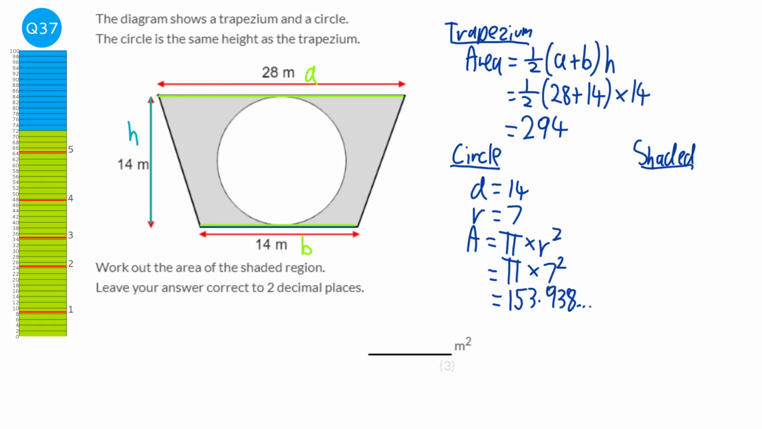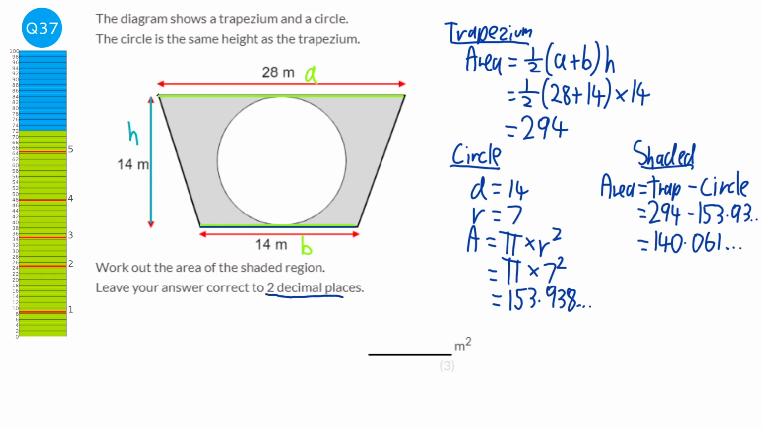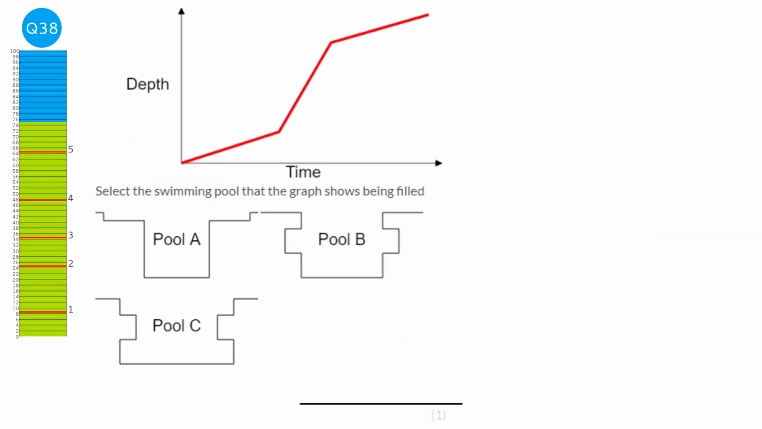Next thing we'll do is the shaded area part, and it says we want to work out the area of the shaded region. So the area will be the total area, which will be the trapezium, take away the area that we don't want, which is this bit here, which will be the circle. So the trapezium's 294, the circle's 153.93..., and when you do that you get 140.061... It says it wants it to 2 decimal places, so it would be 140.06.